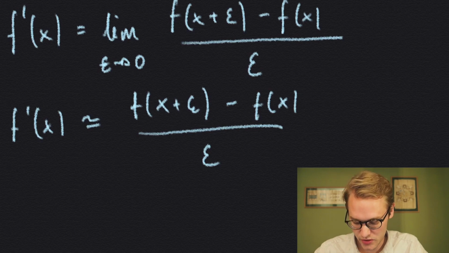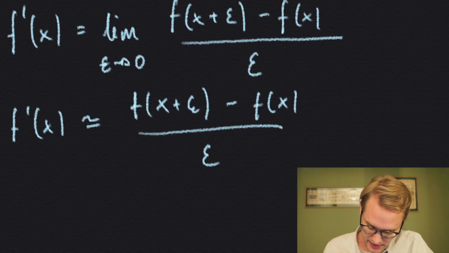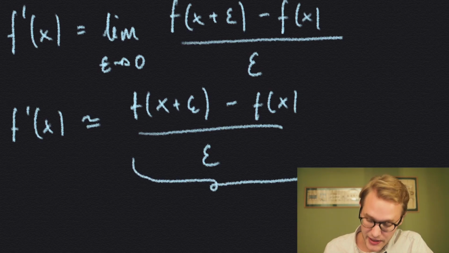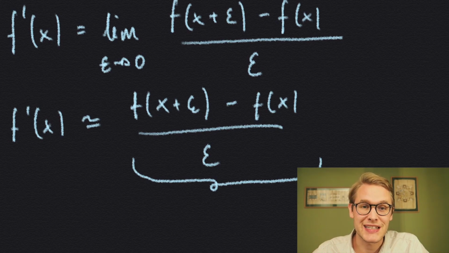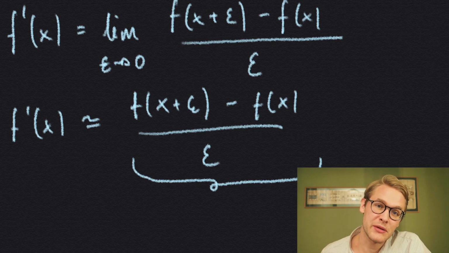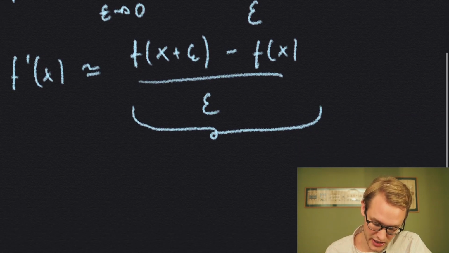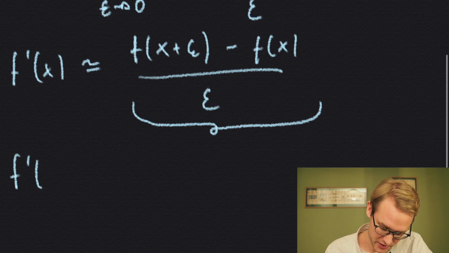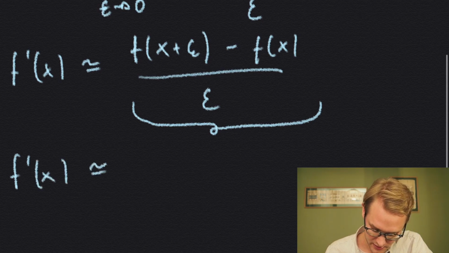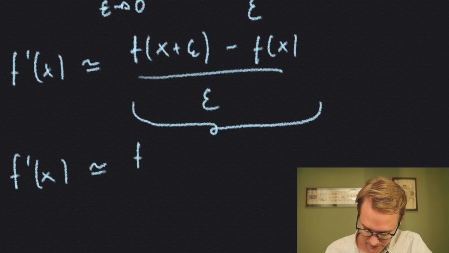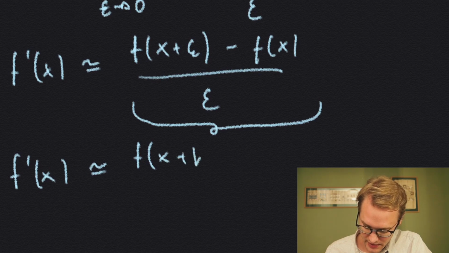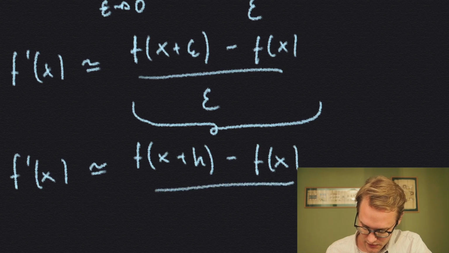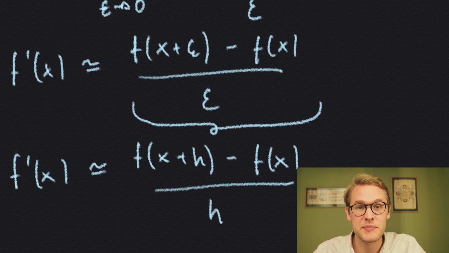So what I want you to notice now is that this approximation on the right-hand side of the equal sign is a finite difference. And what we usually do is we rewrite this. Instead of epsilon, we use h, which is similar to what we did before. So the h is now some finite step size. So exactly the same, we have just replaced epsilon with h.